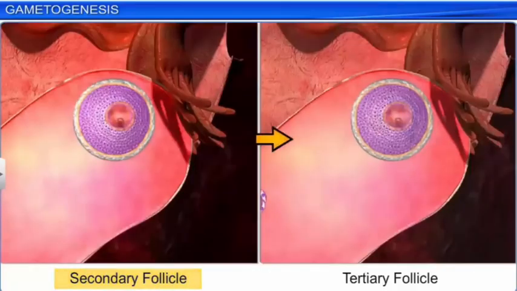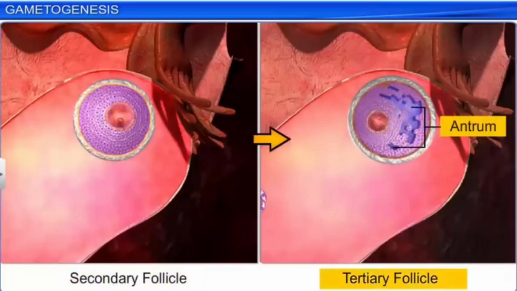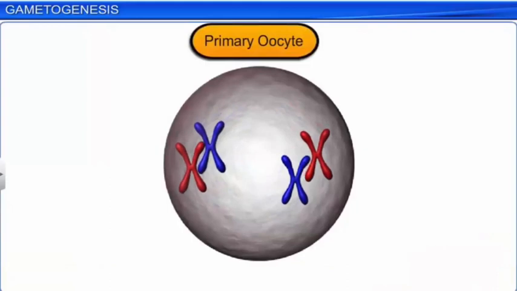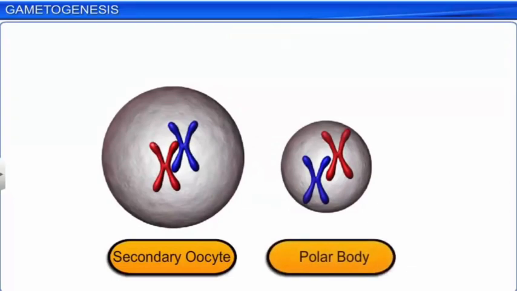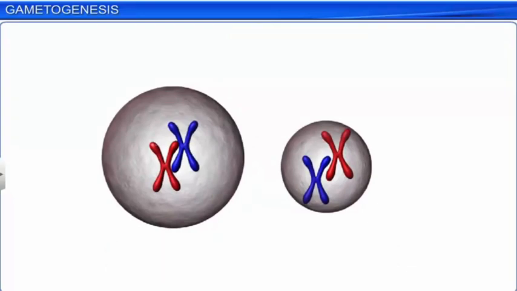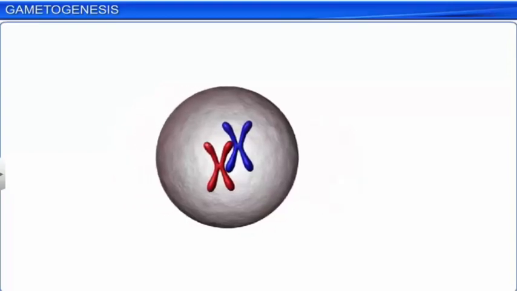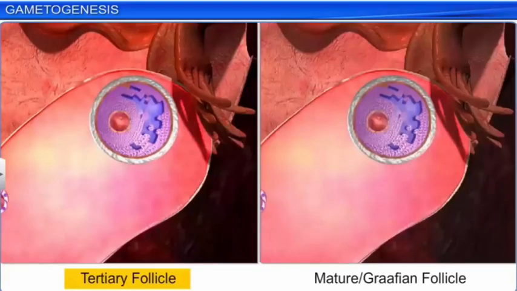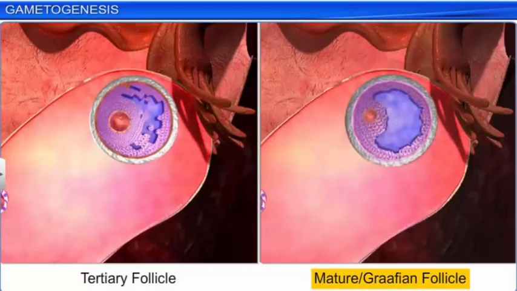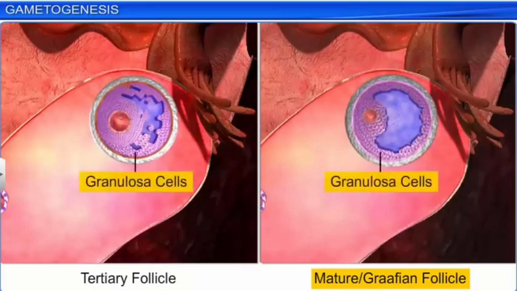As the secondary follicle transforms itself into a tertiary follicle, the primary oocyte within the follicle completes meiotic division, which is unequal and yields a large haploid secondary oocyte and a tiny first polar body. The polar body is believed to degenerate, leaving the tertiary follicle with only the secondary oocyte or ovum. As the tertiary follicle develops into a mature follicle or Graafian follicle, the antrum grows and the secondary oocyte and surrounding granulosa cells are pushed towards one end of the follicle.